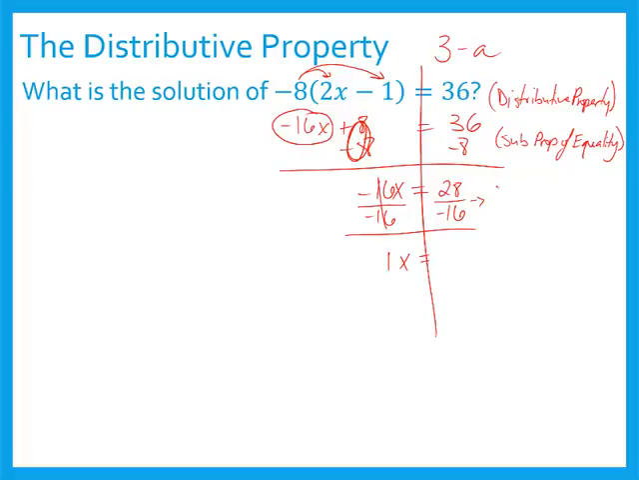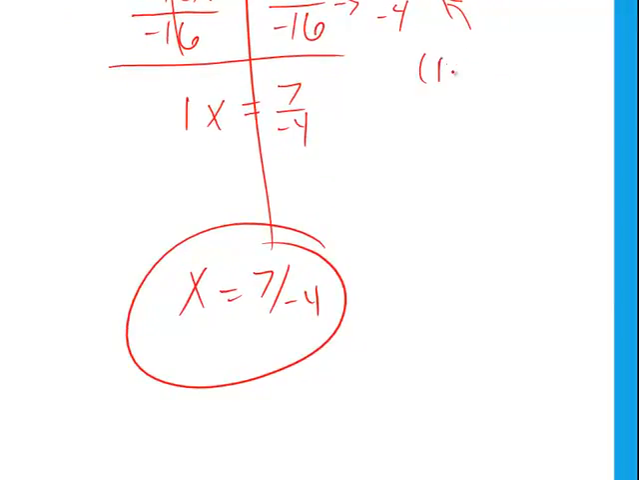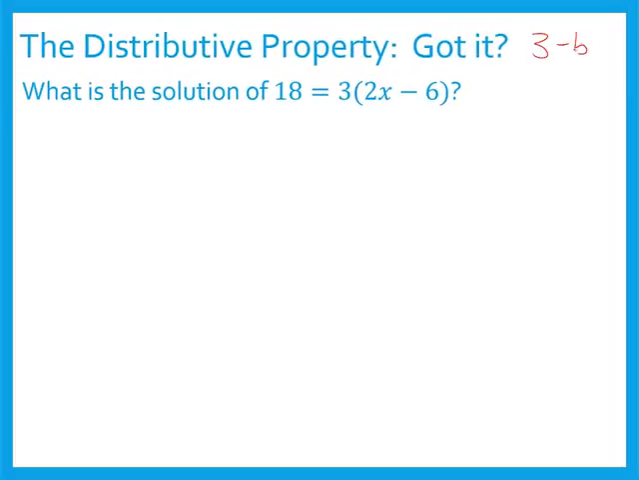The number that goes into both the numerator and the denominator is going to be 4. So 28 divided by 4 is 7. Negative 16 divided by 4 is negative 4. So then that is your solution: x equals 7 over negative 4. And this was the division property of equality. Okay, moving on. This is going to be called 3-b.